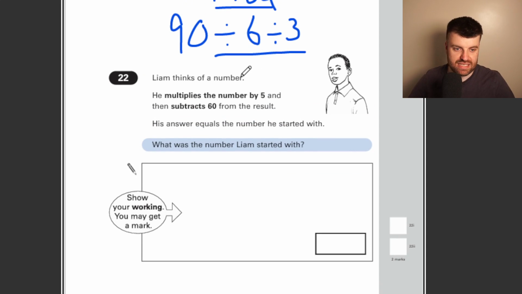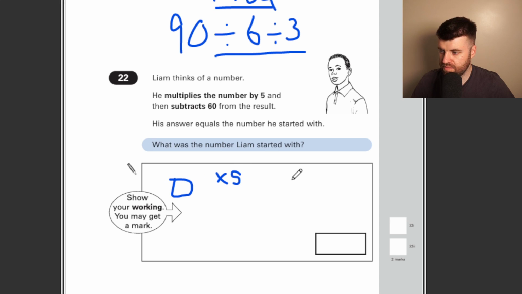Liam thinks of a number. This is the question I was talking about earlier. It seems like a really innocent, nice inverse question, but it's actually much harder. He multiplies a number by 5, so he starts with a number. He multiplies it by 5. He subtracts 60. And his answer is the same number he started with.